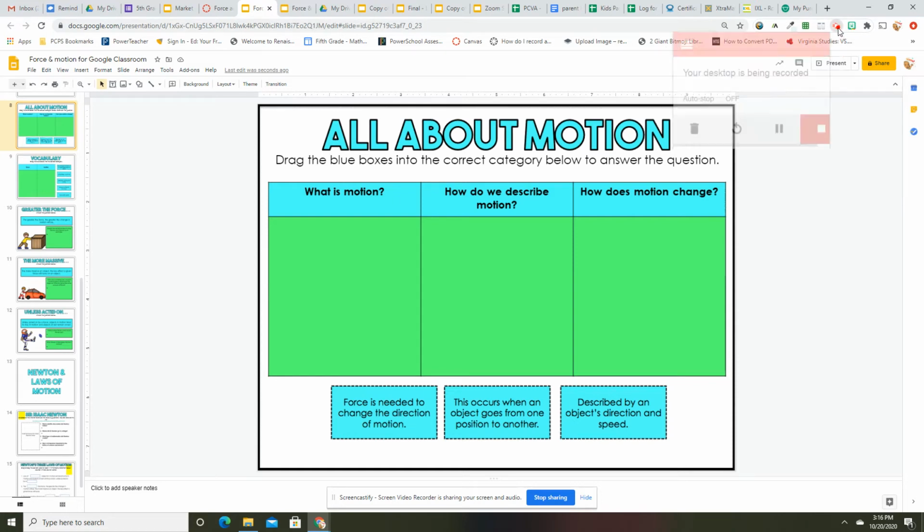let's see. Oh, what's happening with my computer? Okay, sorry, I was trying to figure out what was wrong with my computer.